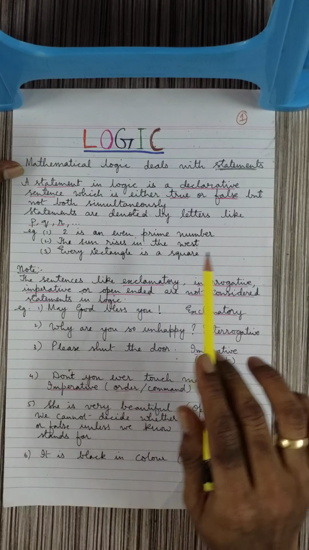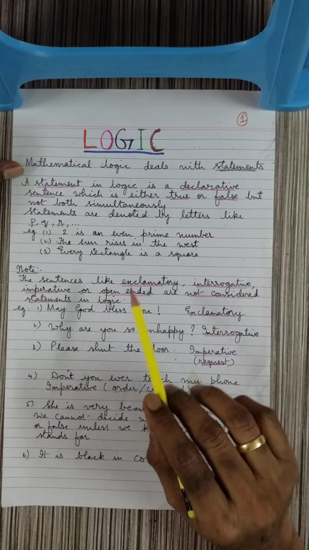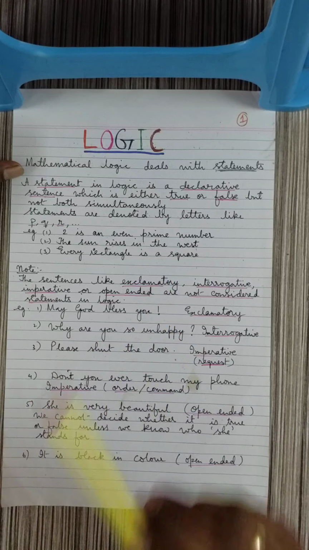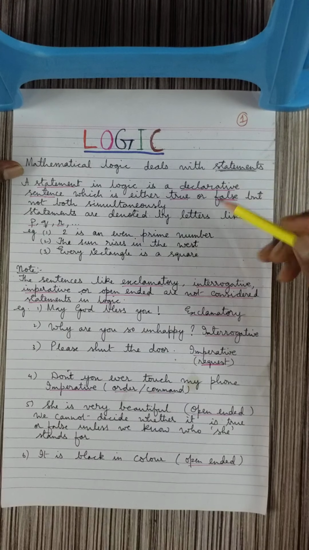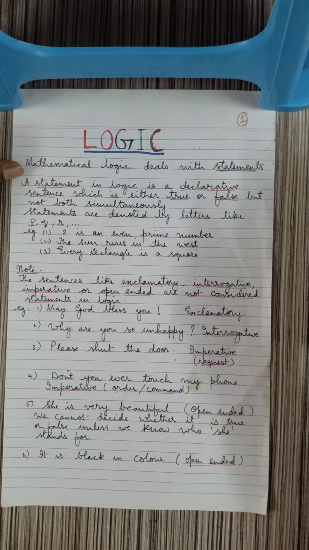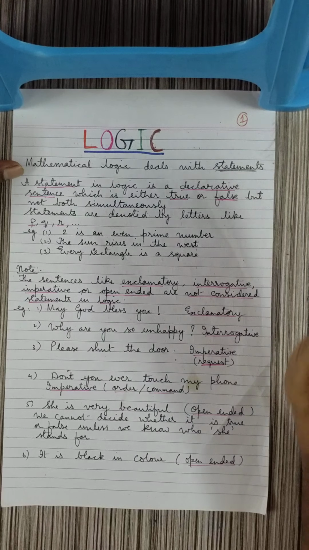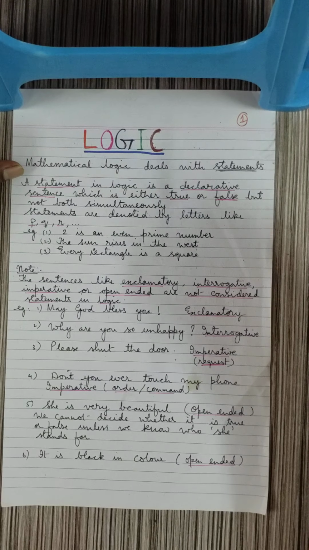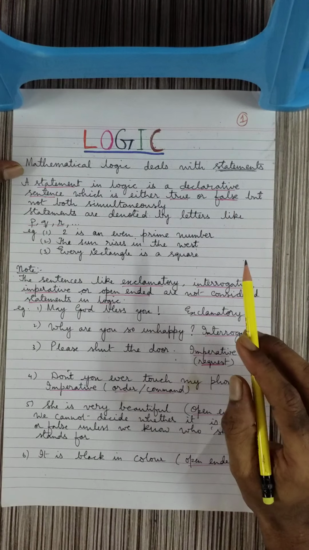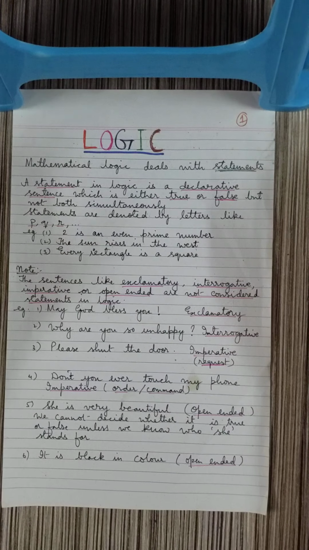Every rectangle is a square. Again, a false statement because every rectangle is not a square, but every square is definitely a rectangle. So it doesn't matter whether it is true or false. The main point here is you should be able to decide whether it is true or false. You should be able to answer in true or false. So then only it is said to be a statement in logic. Hope I have made myself clear to what is a statement.